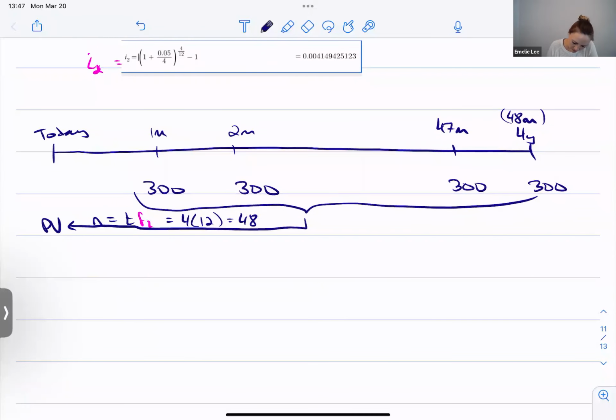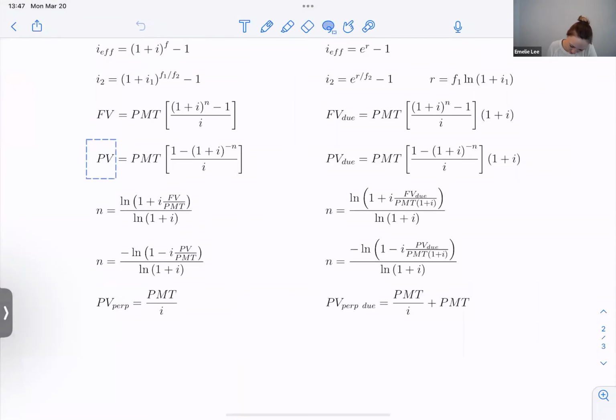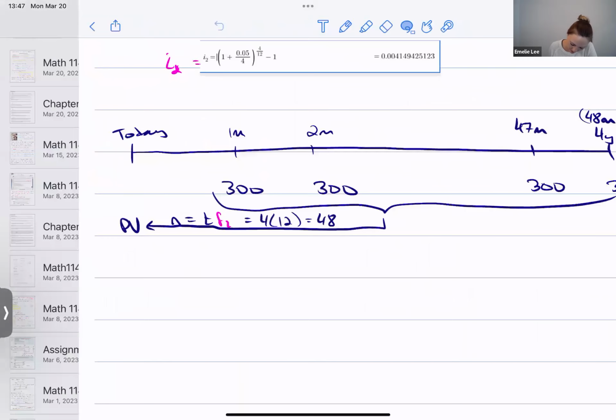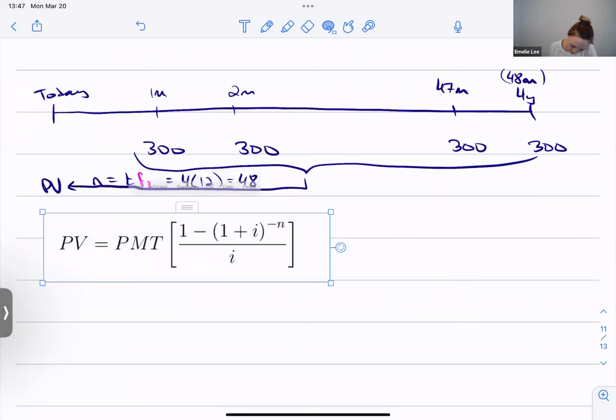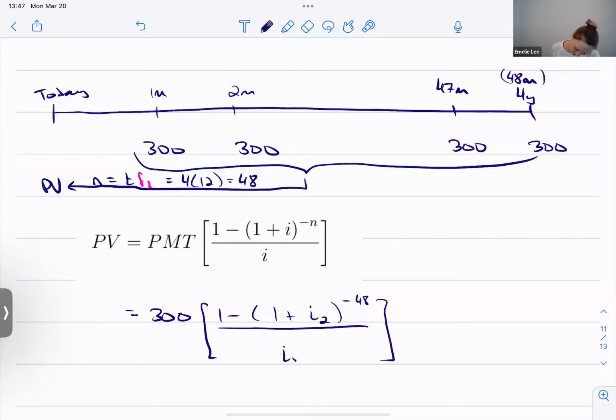So now we can use the same formula. I want to find the present value. I have the payment amount. I have I, which is going to be I2. I have N, which is the number of payments. So here we go. 300 times 1 minus 1 plus I2 to the negative 48 divided by I2.